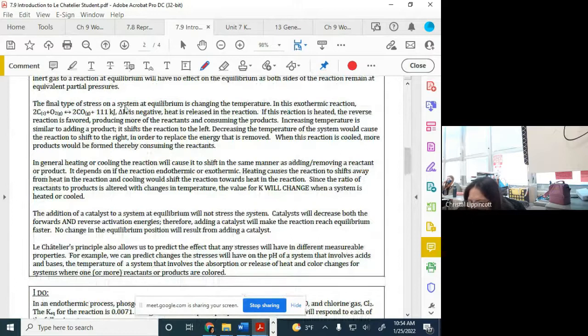The final stress on a system is temperature. In this exothermic reaction, delta H is negative, okay? So we think of heat as a product. So if we cool the system down, it's going to shift this direction to make more heat. If we pull some of that heat away, it's going to shift this direction. If we add more heat in, then it's going to shift to this direction to pull heat out and store it in bonds.